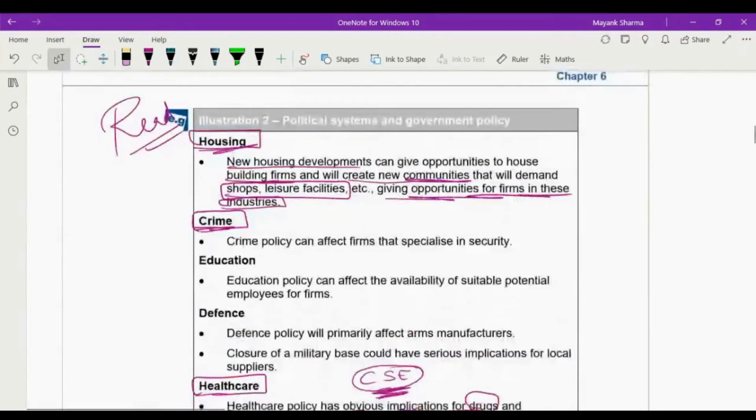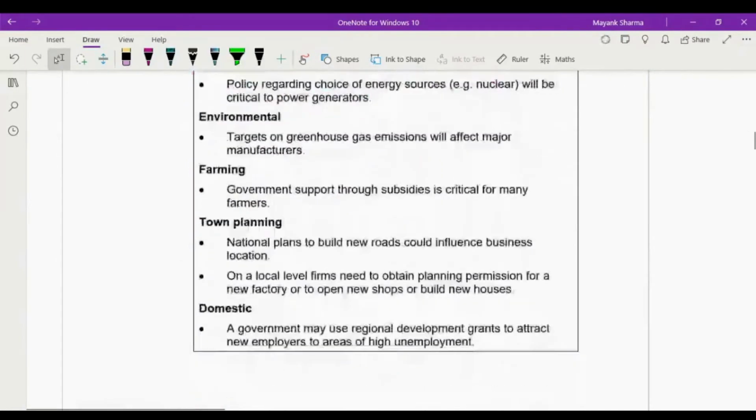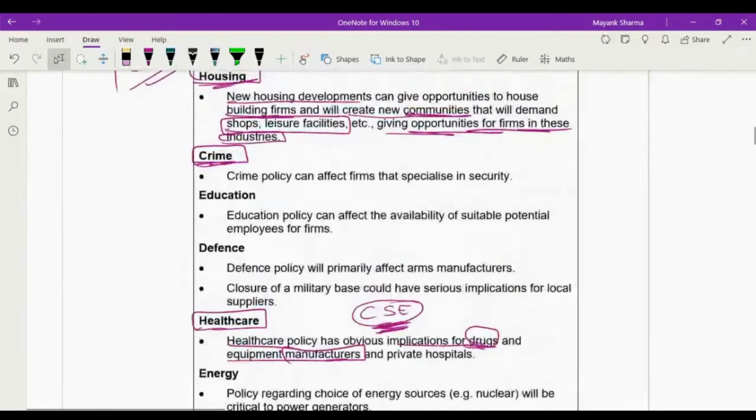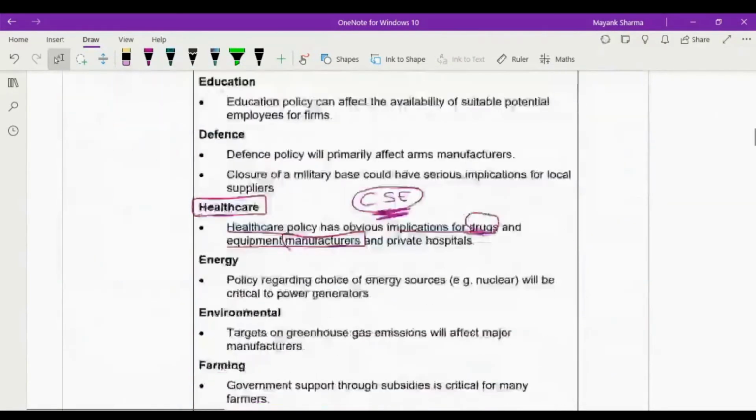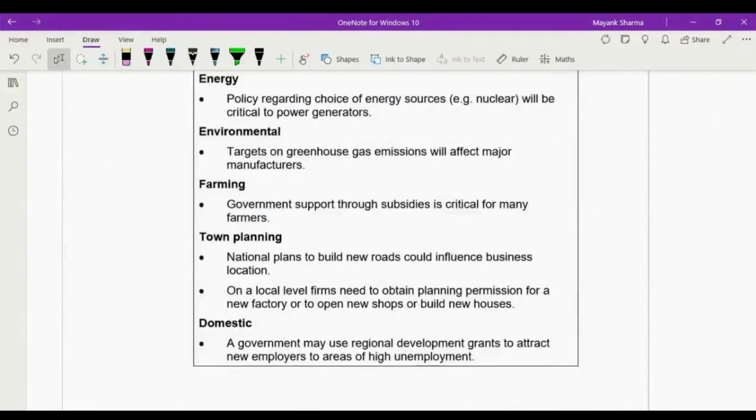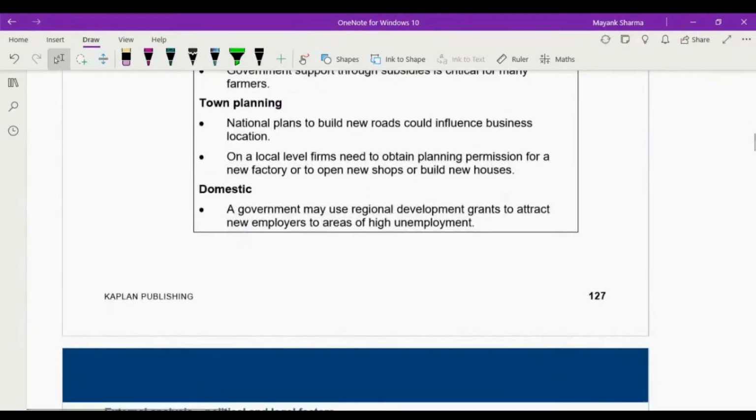So please make a reading of this. There are different areas in which different government policies could be pursued, and depending on that, businesses will be impacted.